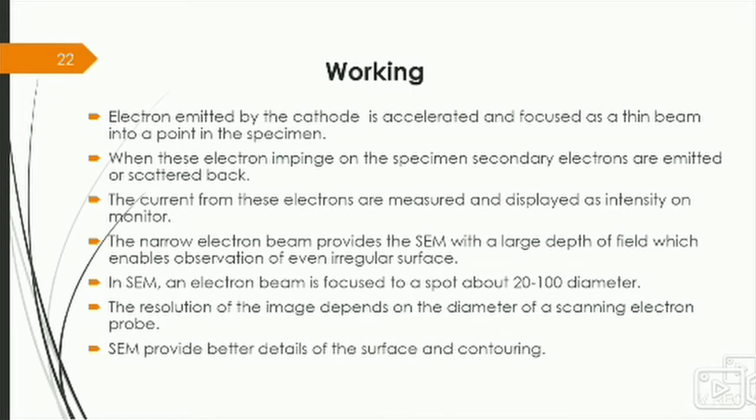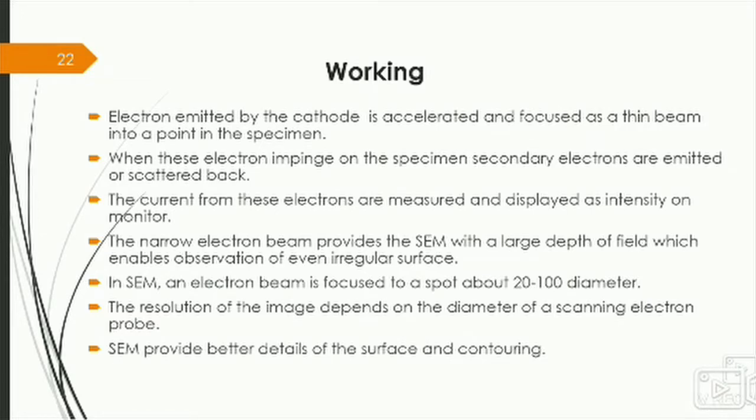The electrons are emitted by the cathode. Later they get accelerated and focused as a thin beam onto the specimen. When these electrons from the cathode hit the specimen, secondary electrons are emitted or they are scattered back. The current from these electrons is measured and displayed as the intensity on the monitor.